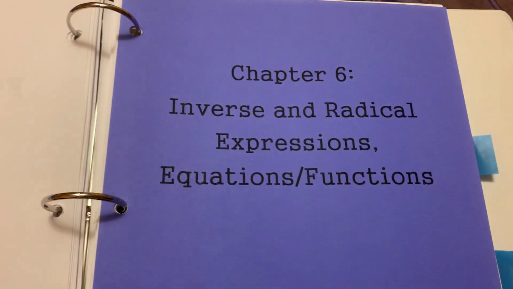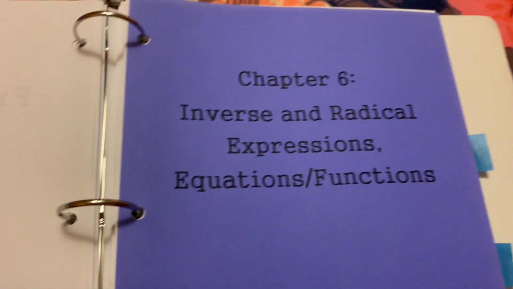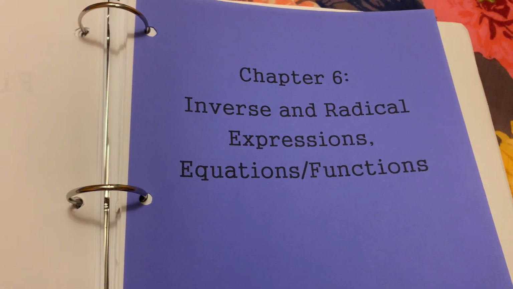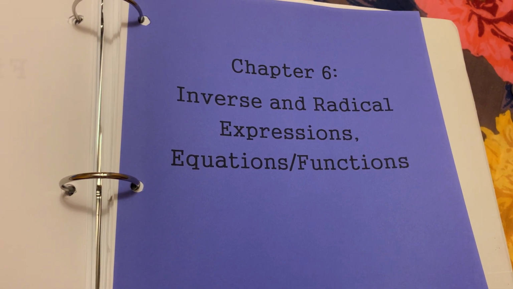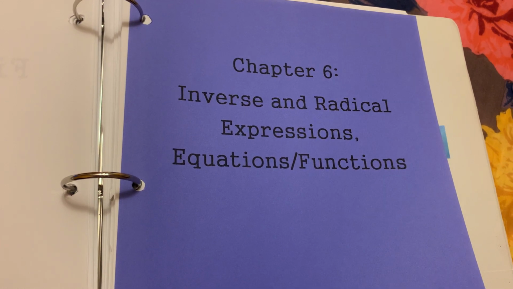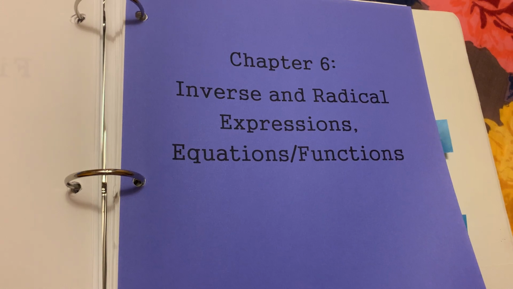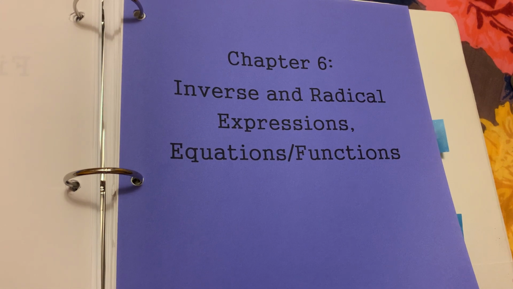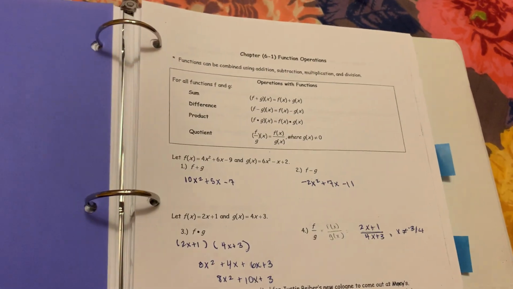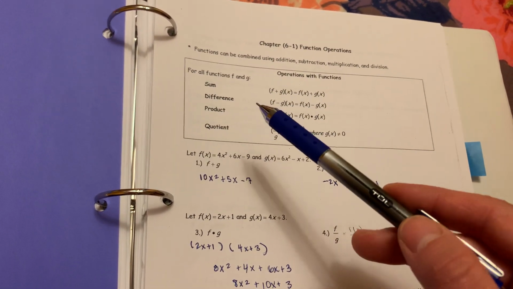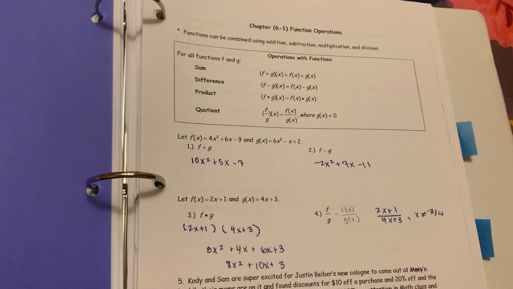Okay, we are at the start of a new chapter, chapter 6, inverse and radical expressions and equations and functions. It's all about square roots and inverse functions, undoing, and other types of functions, like for coding and things like that. So we're going to start out with just adding, subtracting, multiplying, and dividing functions.